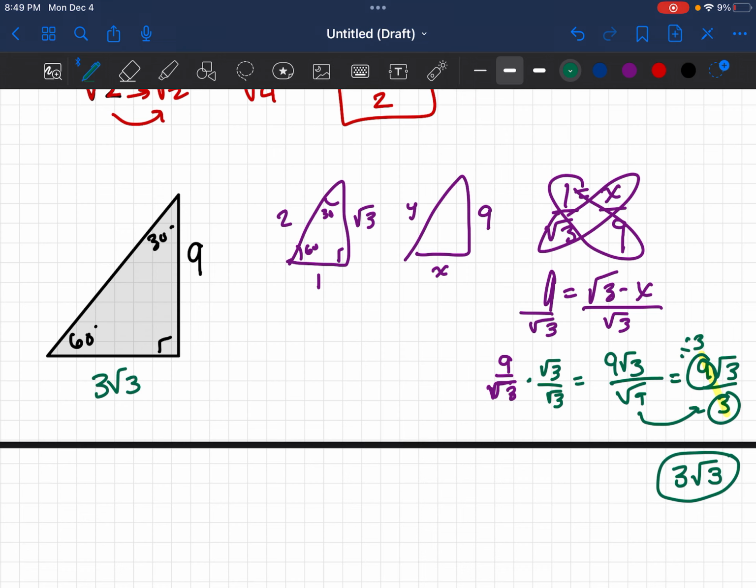And then I can think about how I could set up another proportion, this time using the sides 1 and 2 to find y. And we can also just think, we know that in our original we have 1 times 2 is 2. This relationship here is a multiply by 2. So if I think of what is 3 times the square root of 3 times 2, I would get 6 square roots of 3.